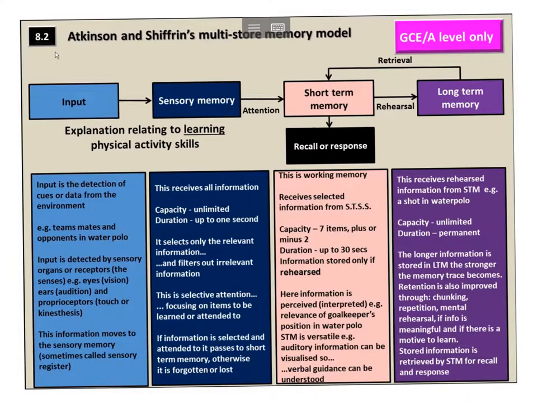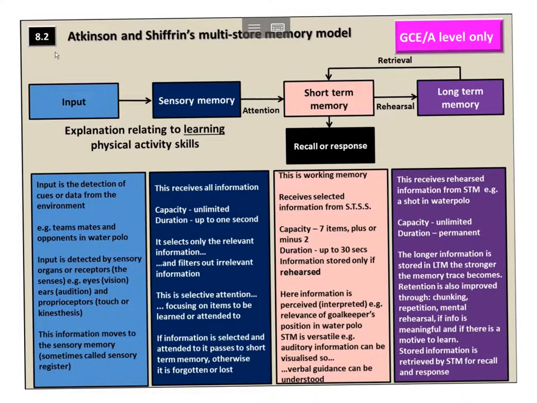So have a look at this. One of the best things about this model is the way it's laid out. If we take each part in turn, we're going to start with the input. Sometimes you don't actually see this part, but it's important to understand why it's there. The input is a detection of cues or data from the environment. So in the water polo example, it's everything that's going on: teammates, opponents, it could be the water rippling, it could be the crowd. Absolutely everything that's going on in that environment is detected.